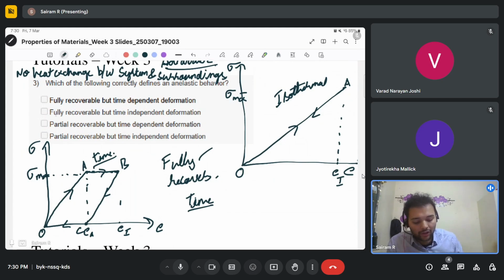So out of the following options, fully recoverable, yes. We know from this plot that it is not partially recoverable, which means it will come back to its original state, but it is time dependent as well. So the first option, which is fully recoverable but time dependent deformation, is the correct definition of anelastic behavior.